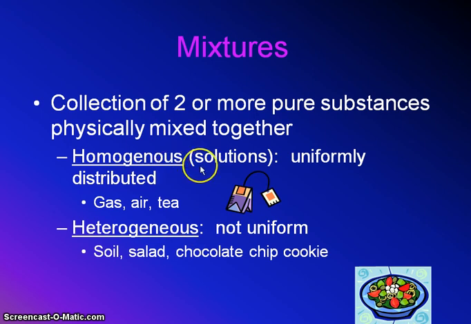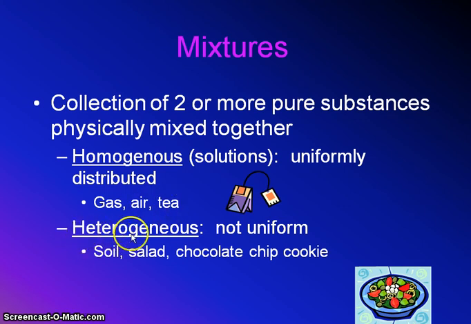Now with a homogeneous mixture or a solution, all of the particles are going to be uniformly distributed. So some examples would be gasoline. The gasoline you put in your car, obviously you don't want it to have different chunks of material inside it. You want it to be uniform so your car runs smoothly. Air, tea, all of these things could be homogeneous solutions.